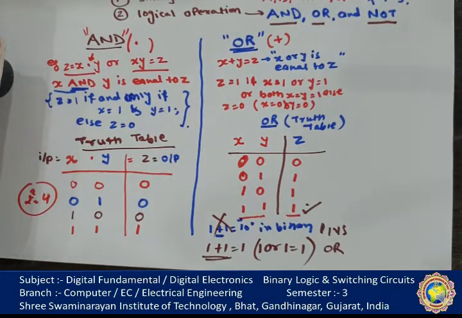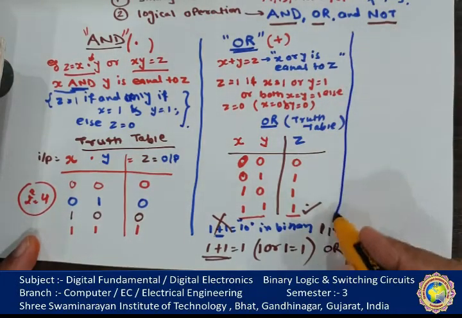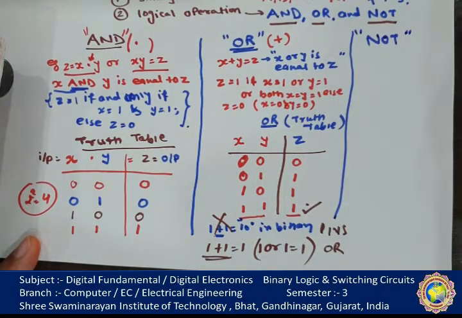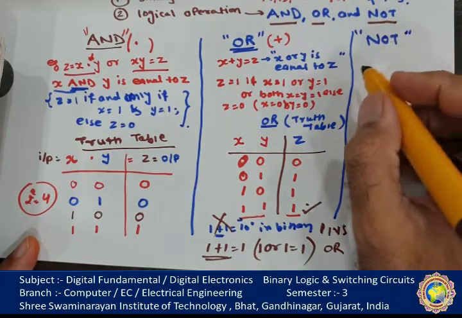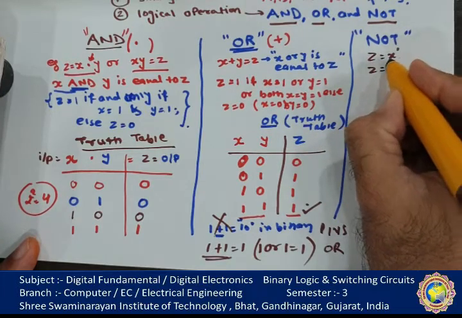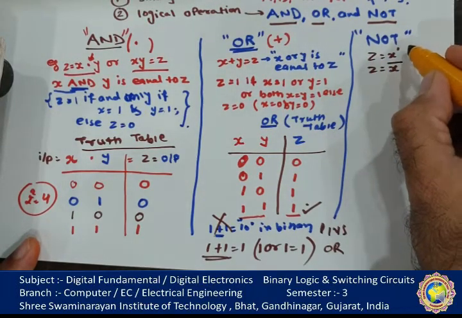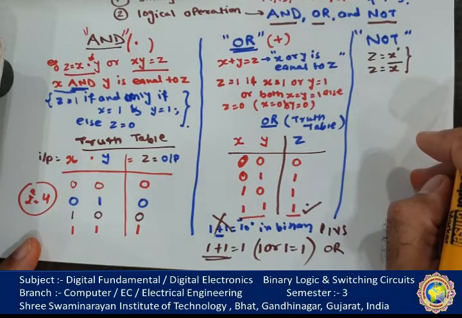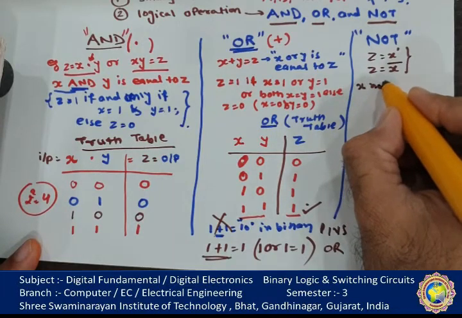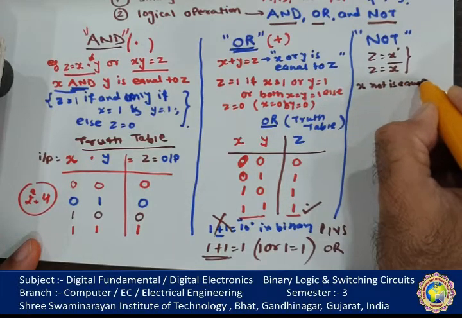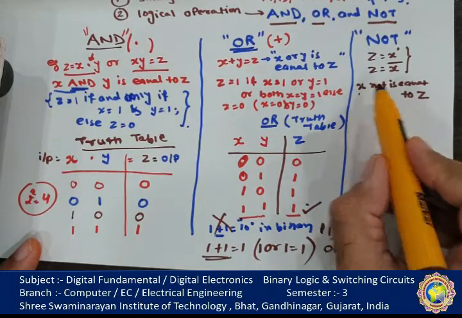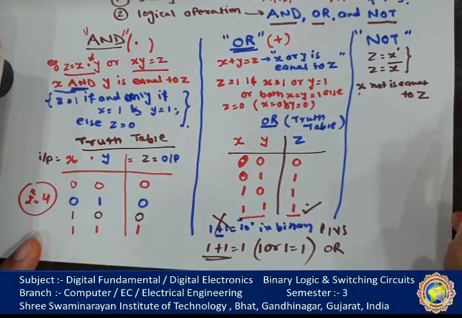Now the third important operator is NOT logic. NOT logic is indicated by a bar or dash sign, like Z is equal to X dash or Z is equal to X bar. Either dash or bar is used. It is read as NOT X is equal to Z. Whatever the value of X, its NOT is equal to Z.